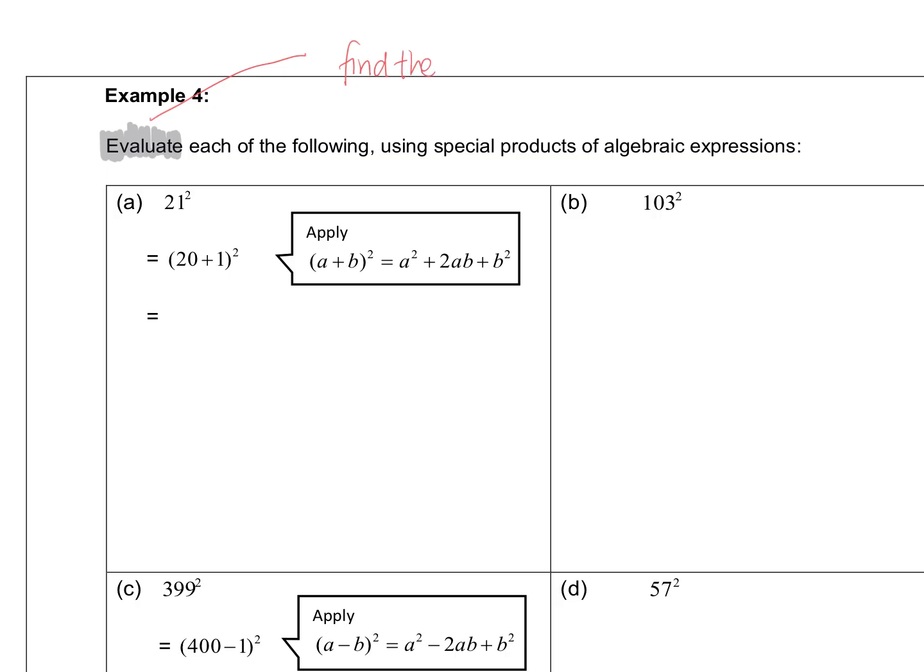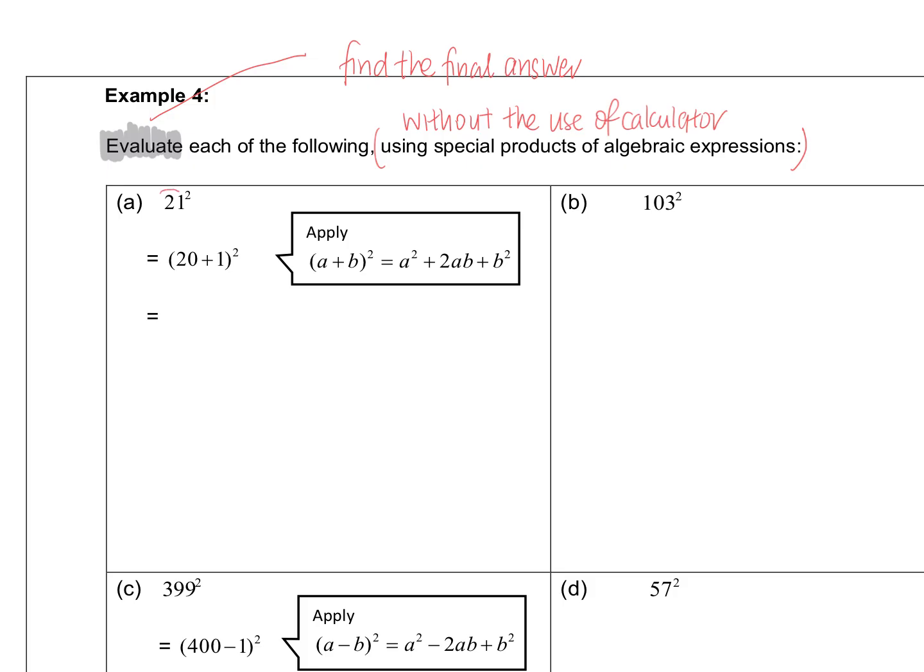Find the final answer. So evaluate means you want to know what is the final value after you expand it. So if the question says you cannot use calculator, that means if they say without the use of calculator, or when they say you must use special product rule, then you have to apply (a plus b) square.